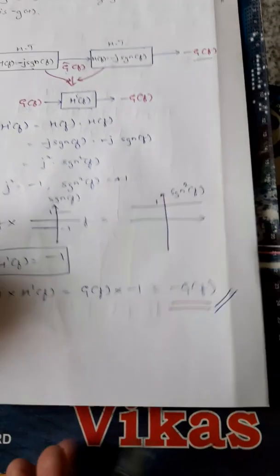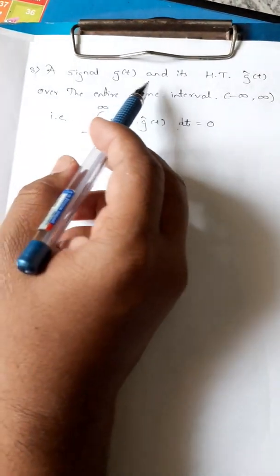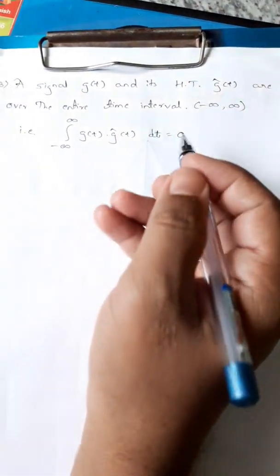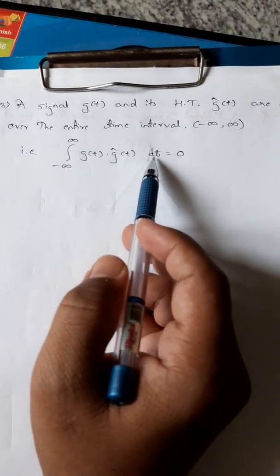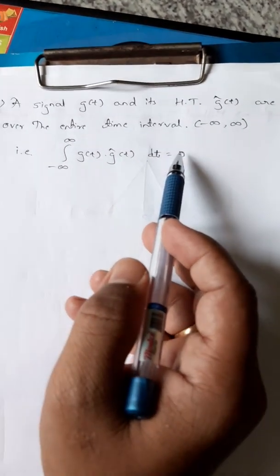The third property says that a signal g of t and its Hilbert transform g cap of t are orthogonal over the entire time interval, minus infinity to plus infinity. Orthogonal means that if I multiply these two and integrate with respect to t from minus infinity to plus infinity, the result should be equal to 0. If the integration of the product is equal to 0, then I can say both signals are orthogonal to each other.